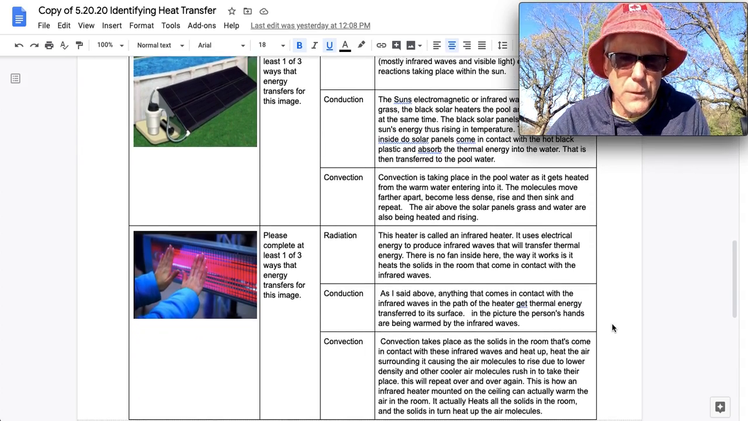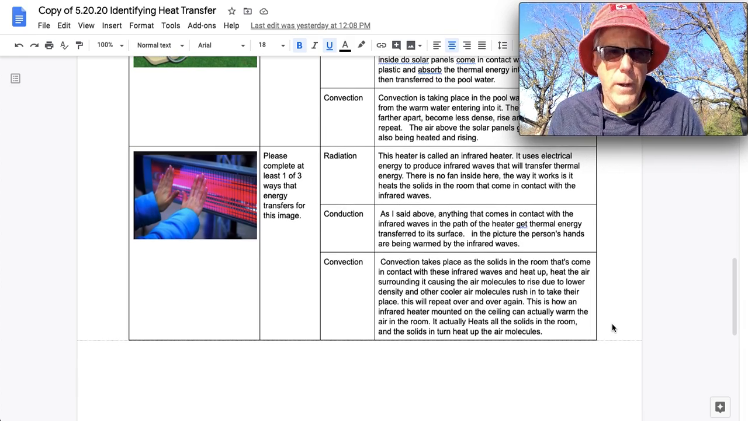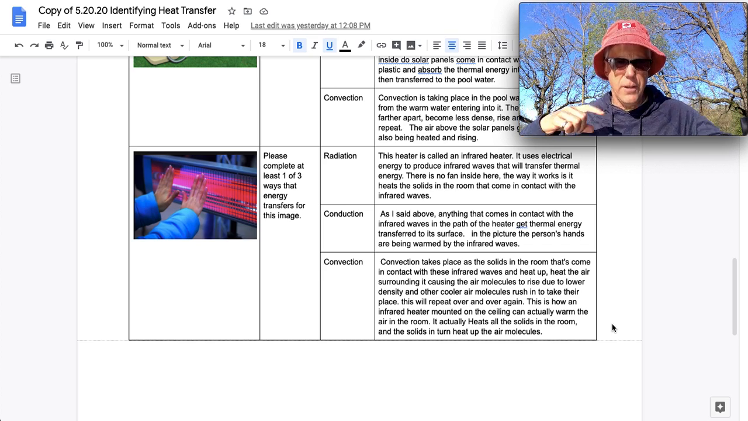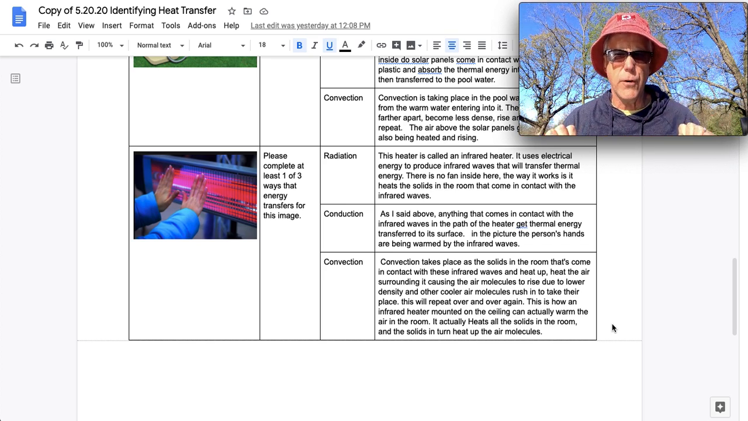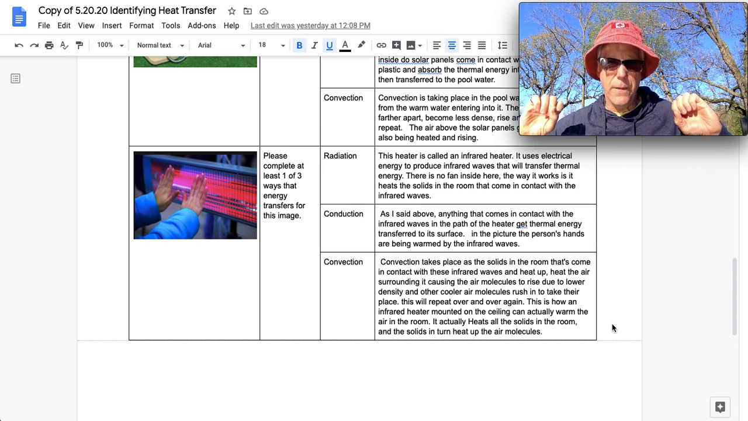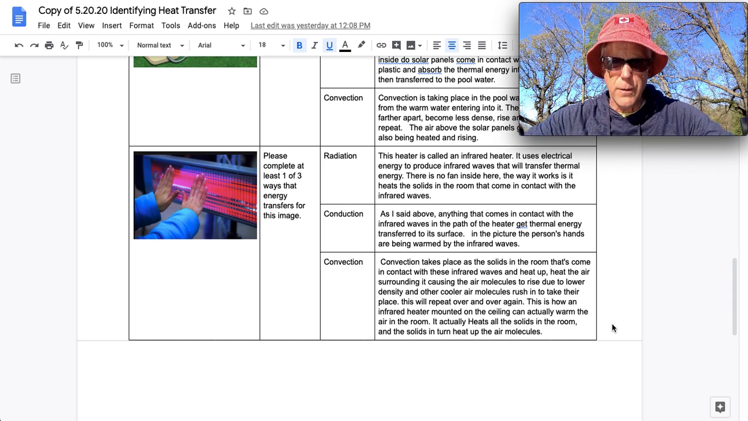Okay, and the next one, this is called an infrared heater, and they work a little differently. There's no fan inside there. The electricity is converted into some super hot metal, and then that radiates through the infrared waves that come off of there.